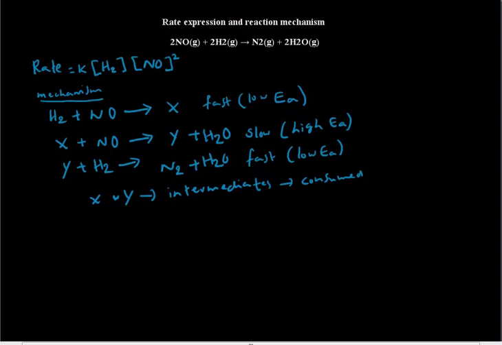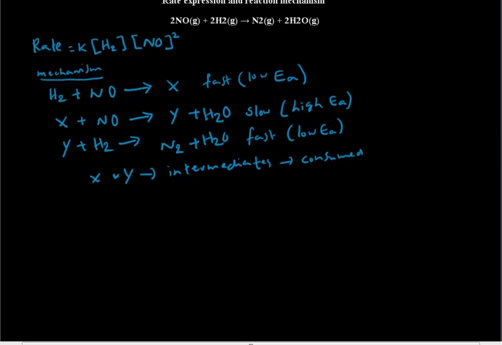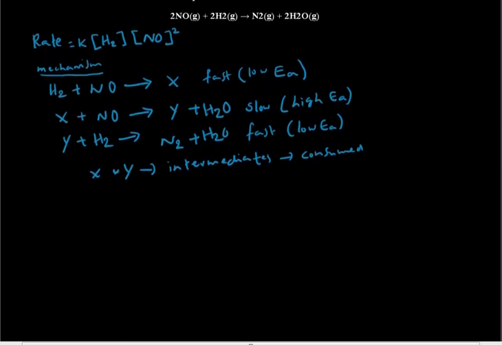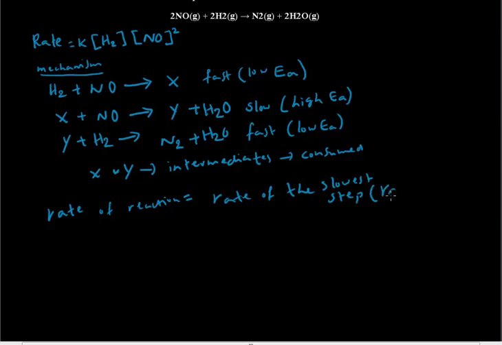Okay, so let's go ahead and try to understand if this reaction mechanism is consistent with our rate expression. To do so, the rate of the overall reaction should be equal to the rate of the slowest step. The slowest step is also known as the rate determining step, RDS. So that is the rule: the rate of the overall reaction should be equal to the rate of the slowest step.